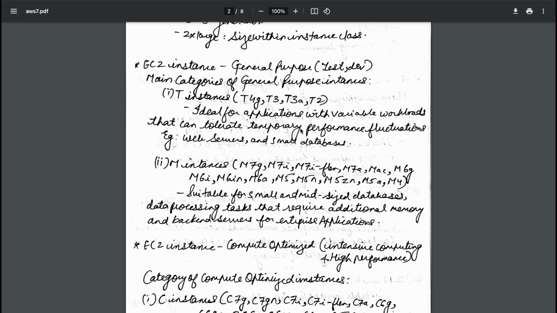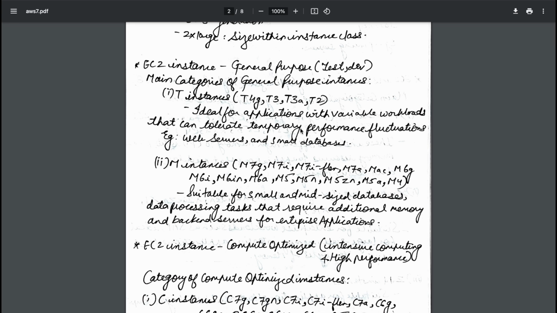Now moving forward with the M series, right? There are multiple types in the M series: M7g, M7i, M7i-flex, M7a, Mac, M6g, M6i, M6in, M6a, M5, M5n, M5zn, M5a, M4, right? So what are M instances actually useful for? These are ideal for small and mid-sized databases which require data processing tasks and also sometimes require additional memory for backend services, and they are actually used for enterprise applications.